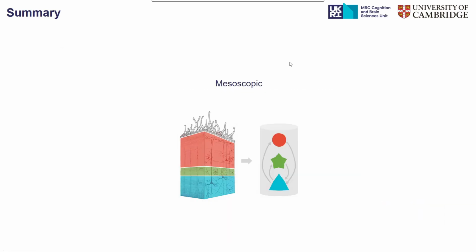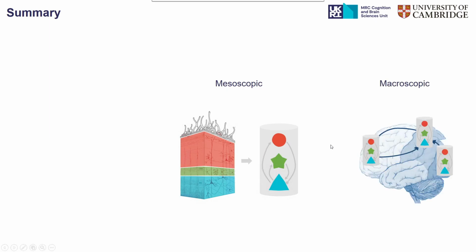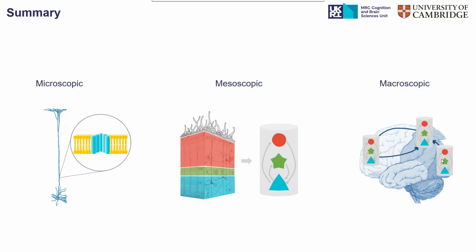So at a mesoscopic level, we have one cortical column, and we have many cortical columns at the macroscopic scale, which are now connected by long distance extrinsic projections. And at a microscopic level, using say conductance based models, we could specifically take into account more biologically constrained synaptic parameters like receptor dynamics and conductances.